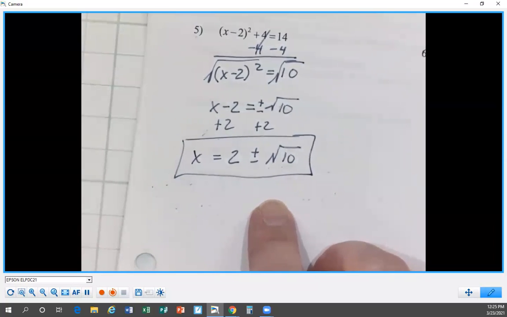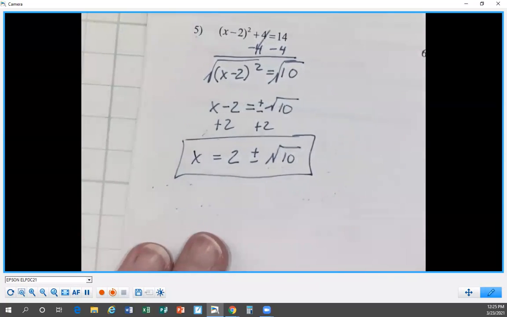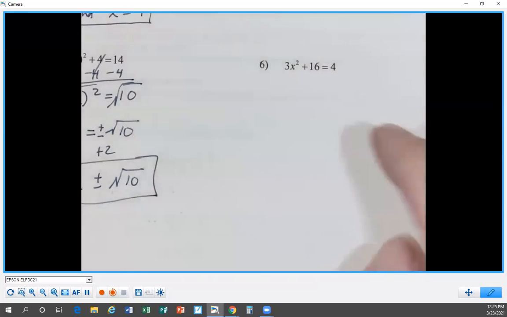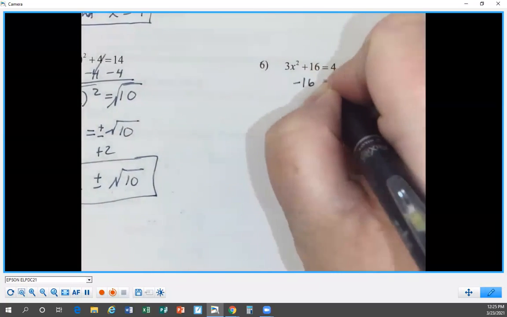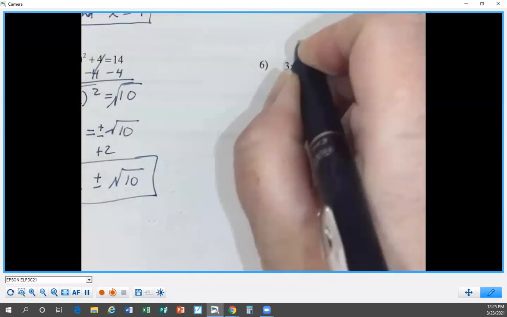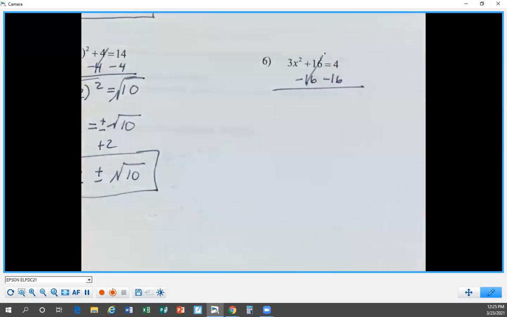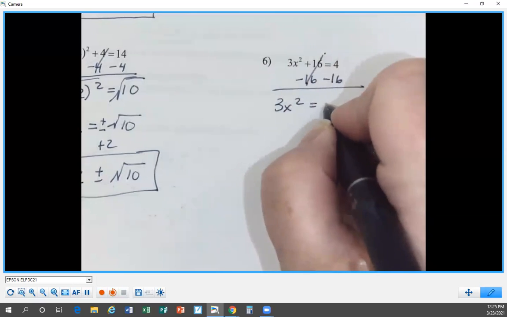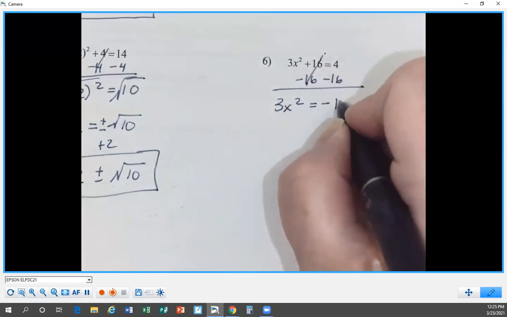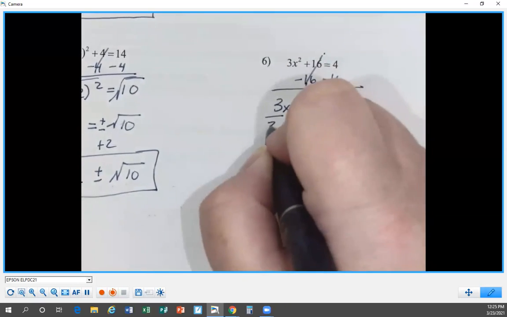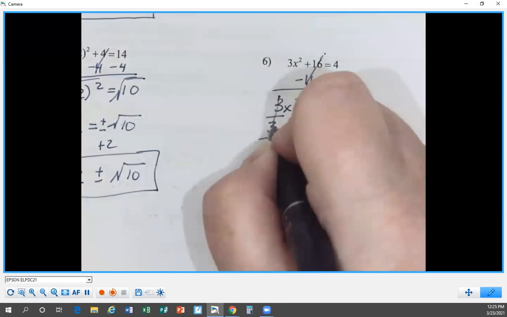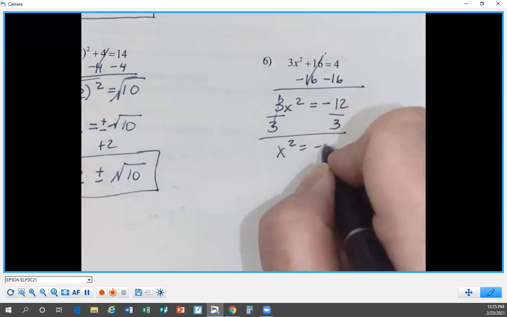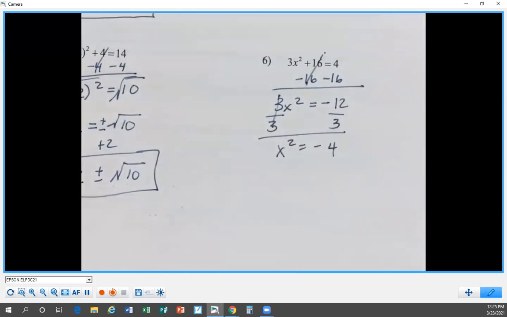All right, and moving on to number 6. Okay, order of operations in reverse to isolate the x term. We'll subtract 16 from each side. This gives us, so 16 minus 16 is 0. This gives us 3x squared equals negative 12. Then we divide each side by 3. 3 divided by 3 is 1. So we have 1x squared, or just x squared equals negative 4.